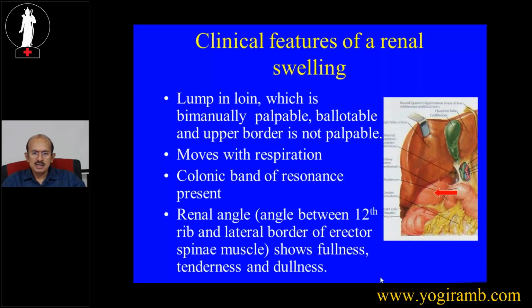Renal angle shows fullness, tenderness, and dullness. Renal angle means the angle between the 12th rib and the lateral border of the erector spinae muscle. If there is no renal swelling, that means for a normal person, will this angle be dull or resonant? Normally resonant, sir. Resonant. What is the cause for this resonance? Sir, ascending and descending colon. Ascending and descending colon. So you are testing the percussion note on the back of the abdomen.